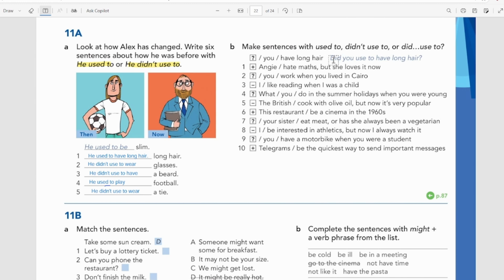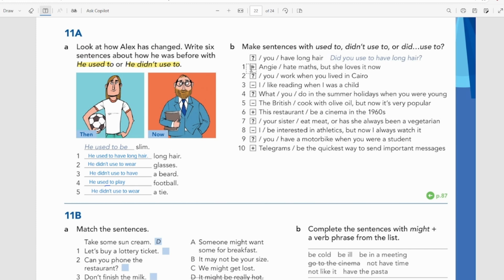Make sentences with used to, didn't used to, or did used to. Basically positive, negative, and question form, guys. The first one, the example, as you can see, is a question. So you have long hair. It will be: did you used to have long hair?